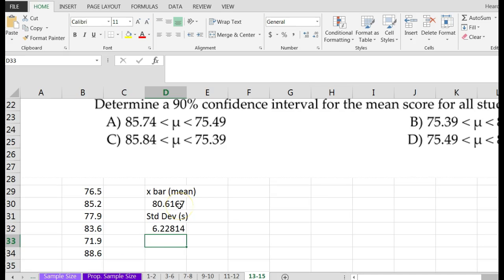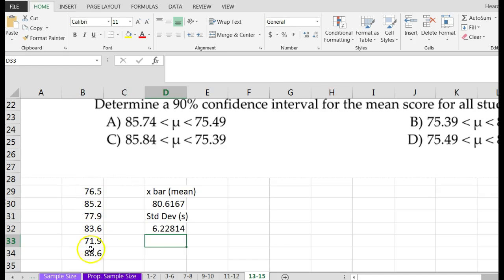All right, now you say, how much accuracy do I use? If it were me, I would use as much accuracy as I could. So I'm going to write down 80.6167 for X bar. My standard deviation is 6.22814. All right. Now, how many do I have? 1, 2, 3, 4, 5, 6.